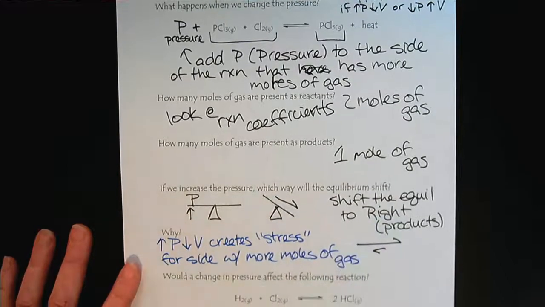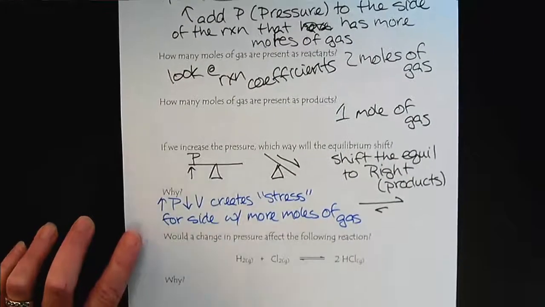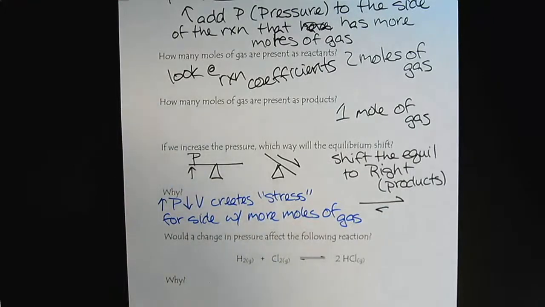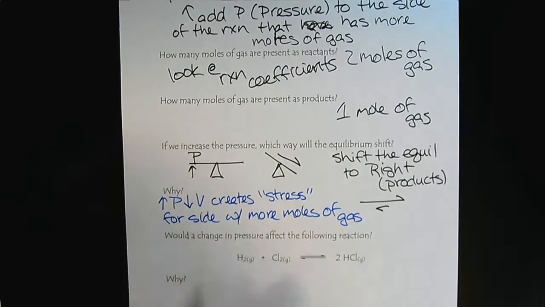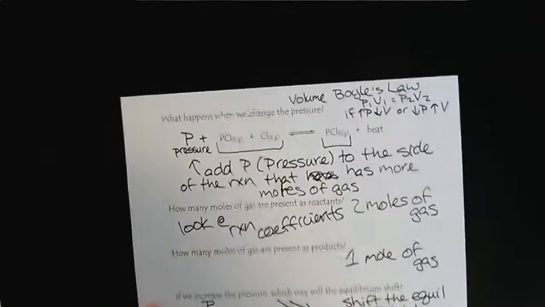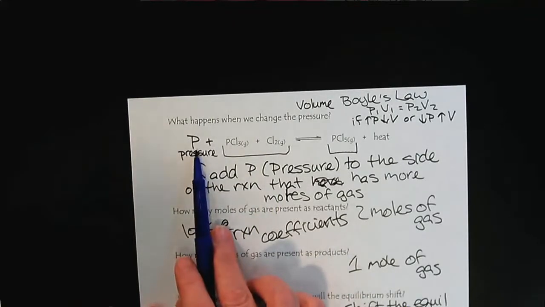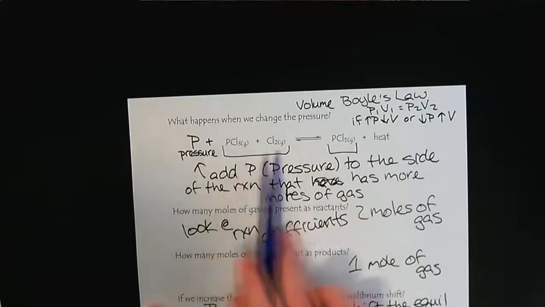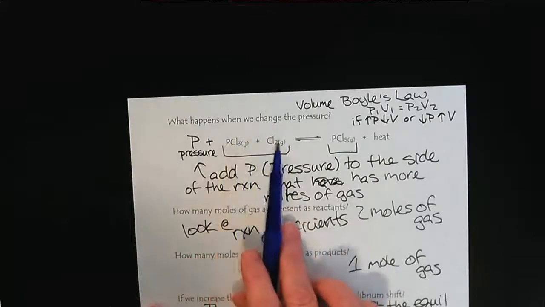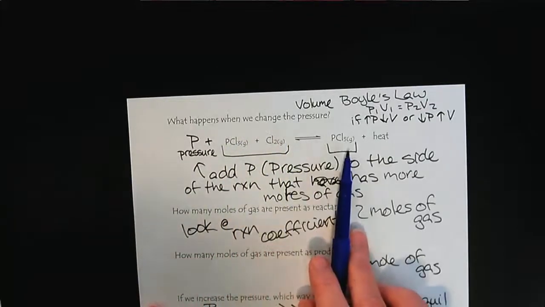For me, experientially, imagine that you're riding by yourself in the elevator with only one other person. It's not stressful at all. There's lots of room for everybody. However, I think we've all ridden in an elevator that was jammed full of people. It can be a little stressful. So that's how the gas molecules feel. If there are more moles of gas present, increasing the pressure or decreasing the volume creates stress for this side of the reaction, and so it wants to relieve the stress. So it produces the single mole of gas on the product side.